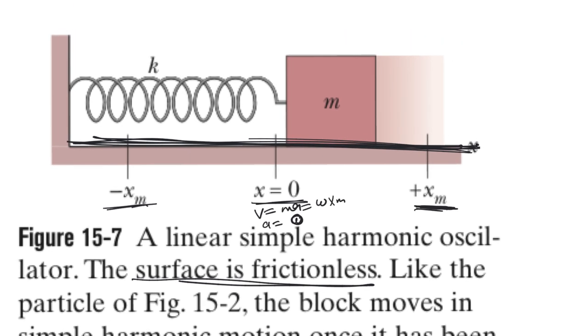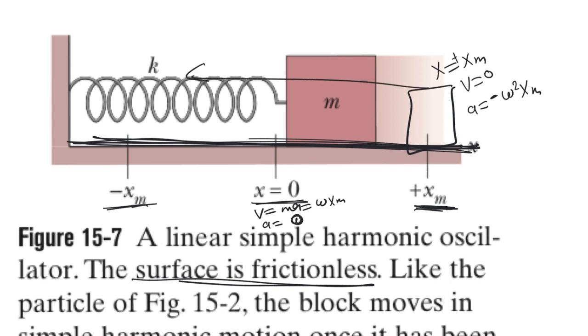When the block is here, x is equal to xm, the velocity is 0, and the acceleration is maximum, minus omega square xm. It is negative because it returns the block to the left. When the block is at the other end, the acceleration is positive, omega square xm, because it pushes the block to move like this.